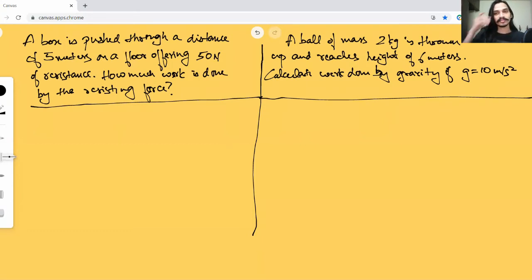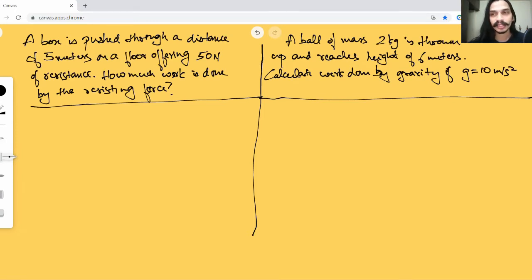Okay, the sums that we tried out before were based completely on positive work. However, these are not those; these are based on negative work. As we read the sum, we will be able to figure out why exactly it is negative or positive.